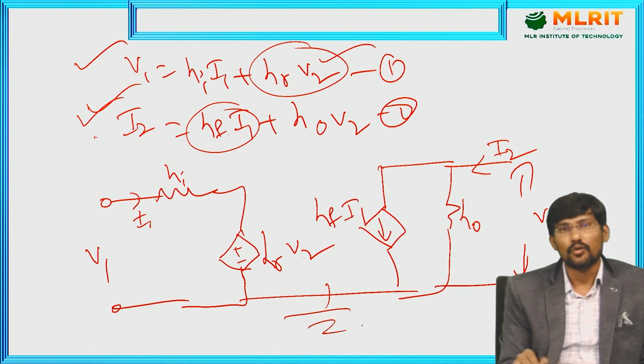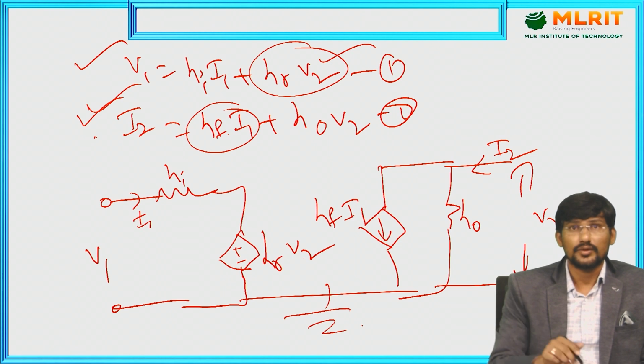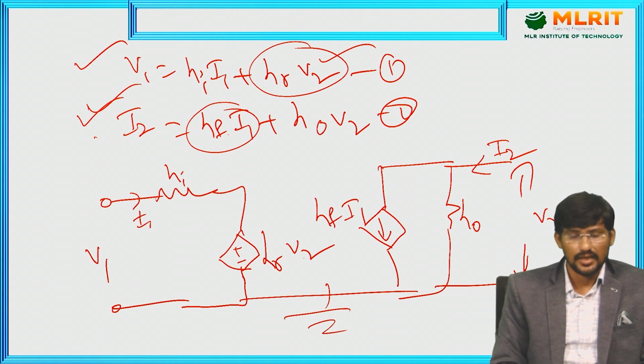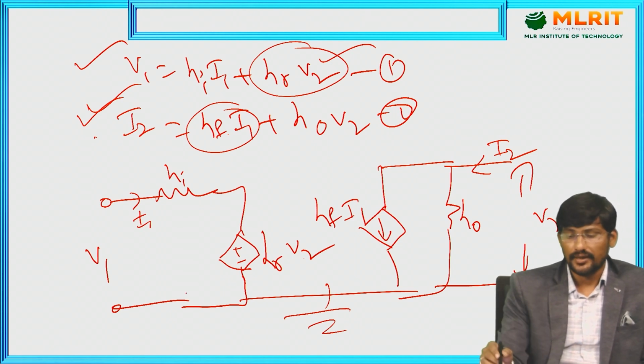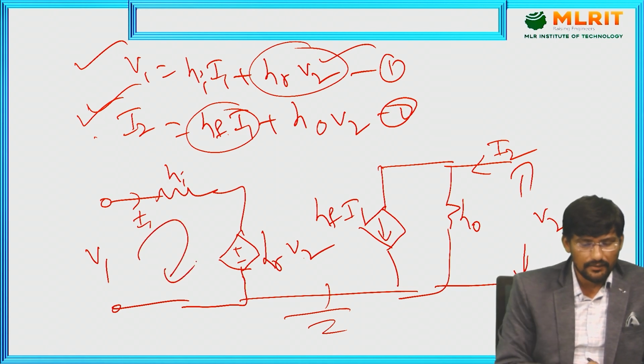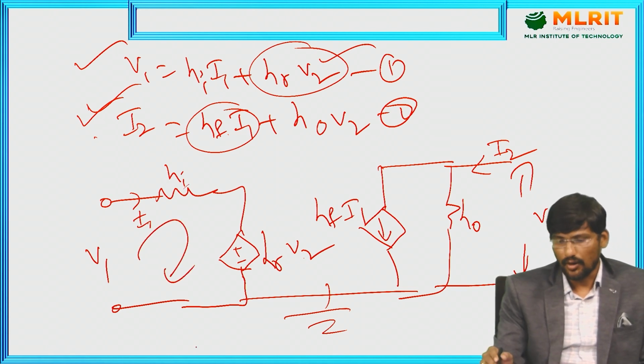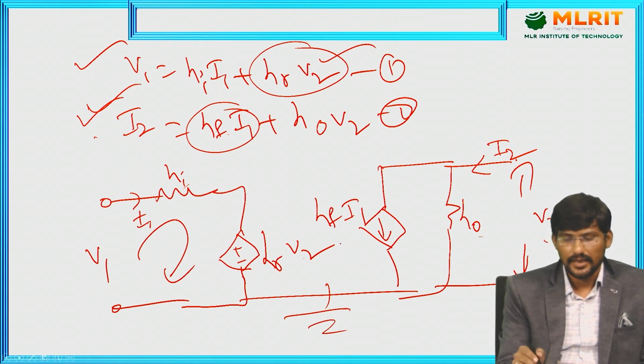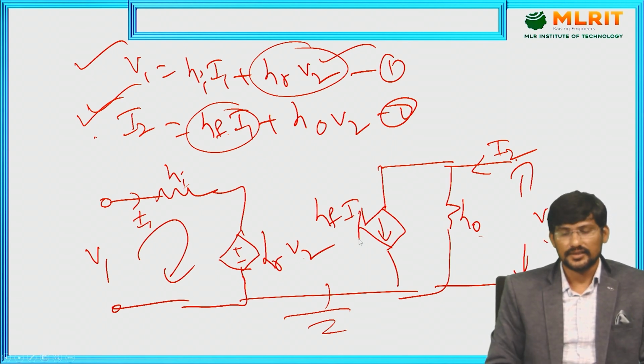This is the complete model of the transistor. This model we will use in CE, CB, CC configurations. This is the input side KVL equation and this is the output side. If you apply the KVL equation, V1 is equal to HI I1 plus HR V2. Next, on the output side, I2 is equal to H0 V2 plus HF I1. So this is the complete model related to the transistor.